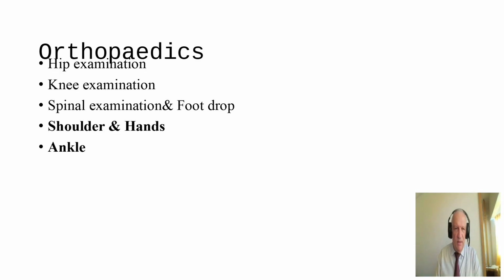For example, in orthopedics, in each of the three courses, we have how to examine the hip, how to examine the knee, how to examine the spine and foot drop. And in one of the courses, we also have shoulder and hand examination. In the other variations, B or C, we have how to examine the ankle.